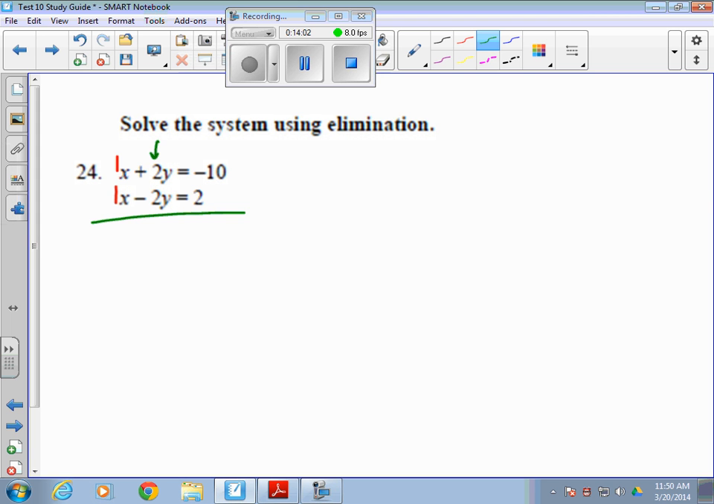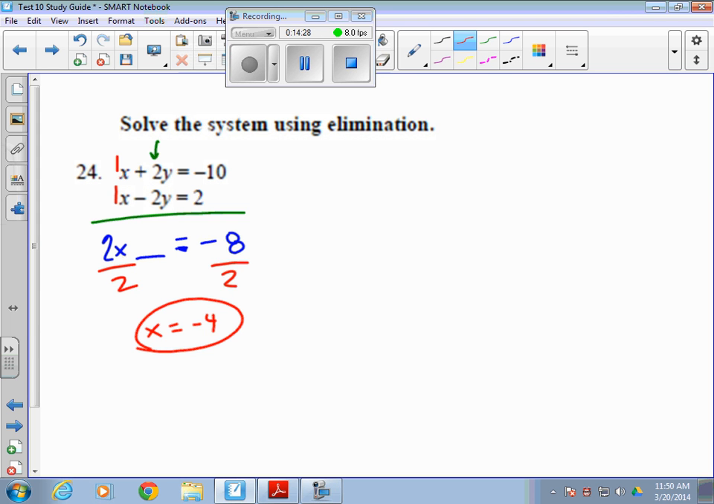That means we're in good shape. All we have to do is combine these to eliminate. When you combine 1x plus 1x, it leaves you with 2x. When you combine 2y minus 2y, it leaves you with no y's. We eliminated that. That was our goal. And when you combine negative 10 and positive 2, you have negative 8. In order to get x by itself, divide by 2. X equals negative 4. Now we have a value for x.